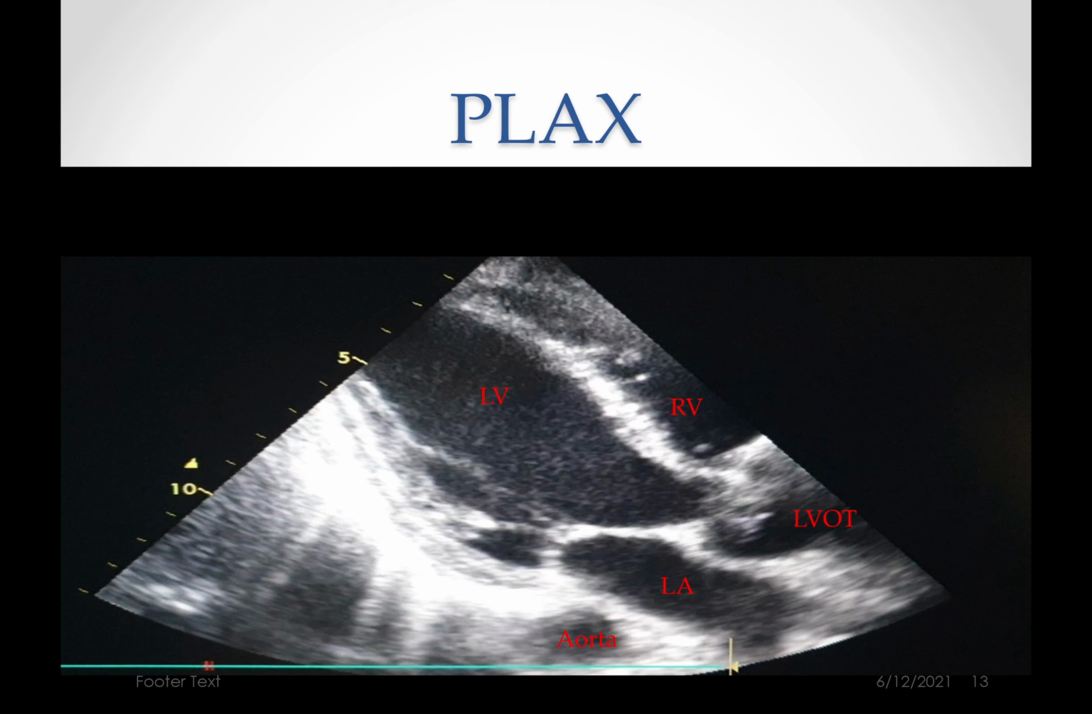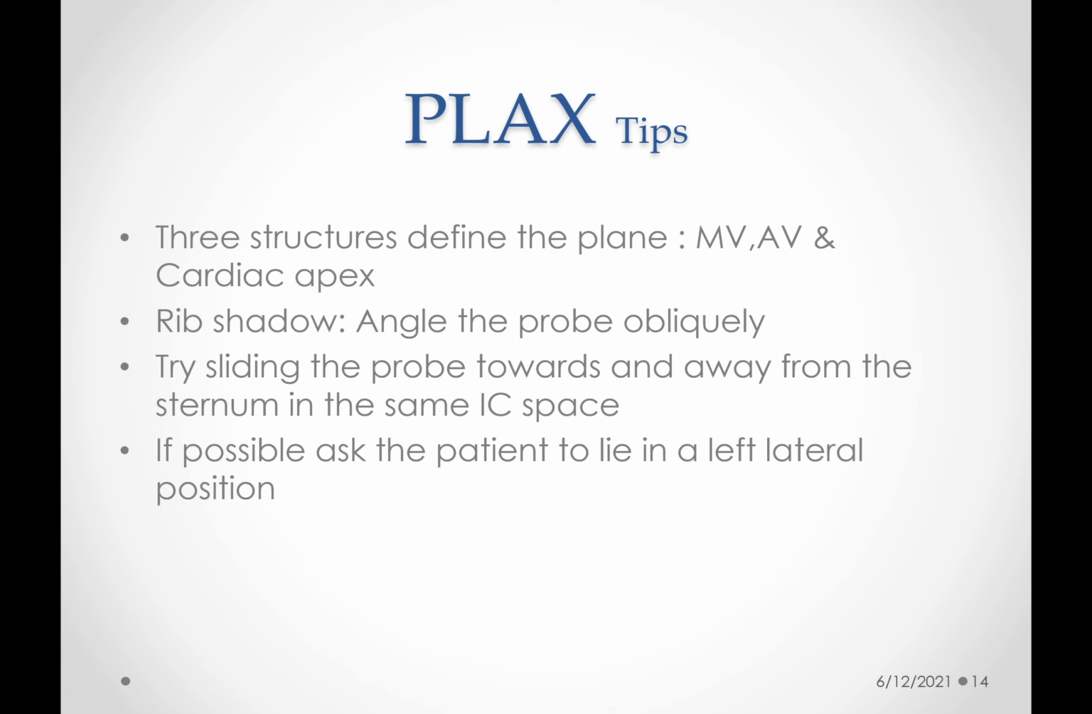To get a good parasternal long axis view, you need to be able to identify or define three structures in that plane: the mitral valve, aortic valve, and the cardiac apex. Otherwise, you might miss crucial pathologies. And of course, clinical correlation is always needed when you're doing an echo.